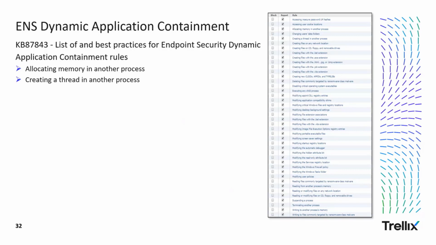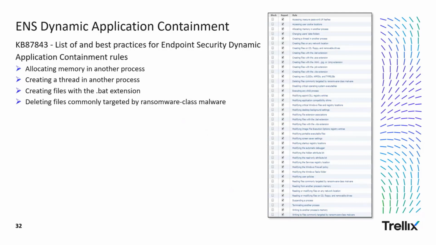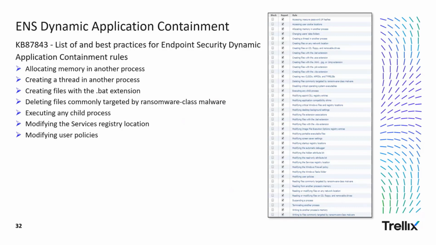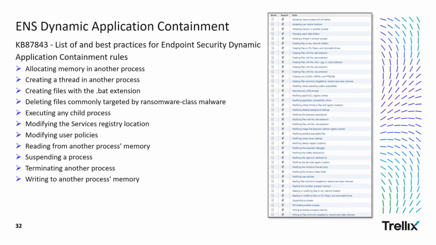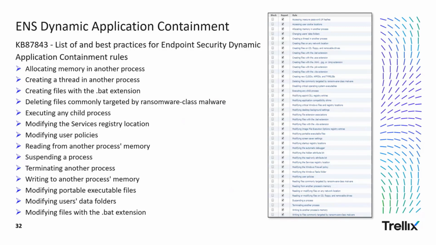followed by creating a thread in another process, creating files with a bad extension, deleting files commonly targeted by ransomware class malware, executing any child process, modifying the services registry location, modifying user policies, reading from another process memory, terminating another process, writing into another process memory, modifying portable executable files, modifying users' data folder, and last but not least, modifying files with a bad extension.